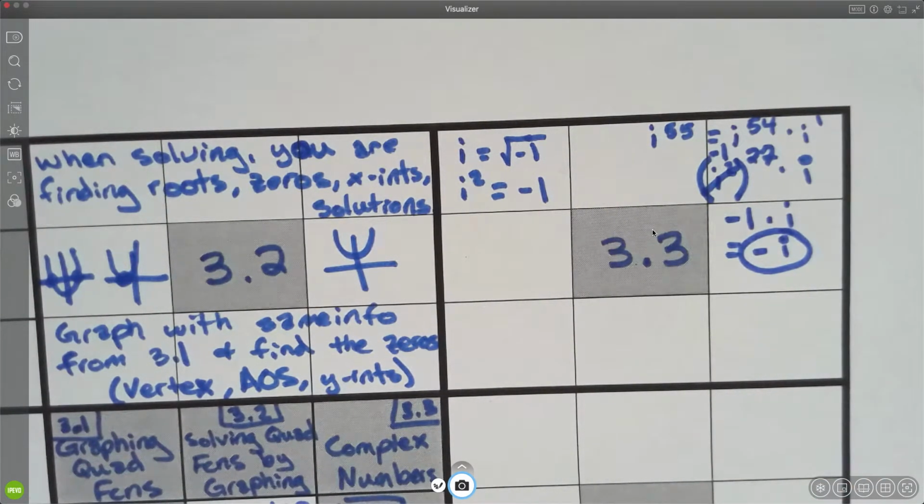Just reduce it as i squared to some power. Wait, what number is this? Number 7. That's the answer to number 7. Thank you. You're welcome.